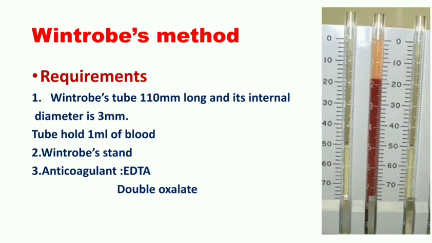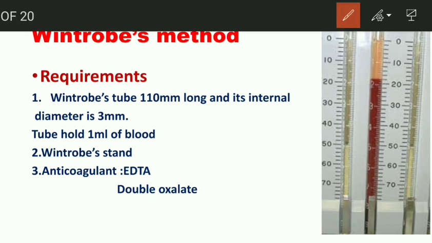Next, the second method is Wintrobe's method. Here, the requirement is a Wintrobe tube that is 110 mm long and its internal diameter is 3 mm. It holds about 1 ml of blood. Next, a Wintrobe stand, and the anticoagulant here is mostly EDTA.